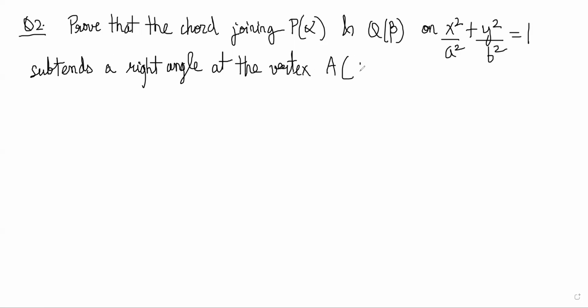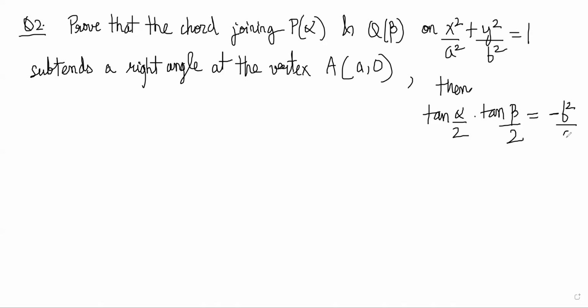The vertex A is a comma 0. Then tan alpha by 2 times tan beta by 2 is equal to minus b square by a square. So if the chord joining P and Q subtends a right angle at the vertex A, then we have to say that tan alpha by 2 tan beta by 2 is minus b square by a square, right?